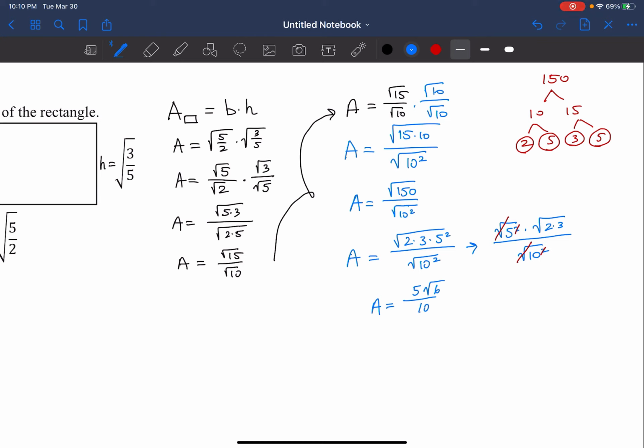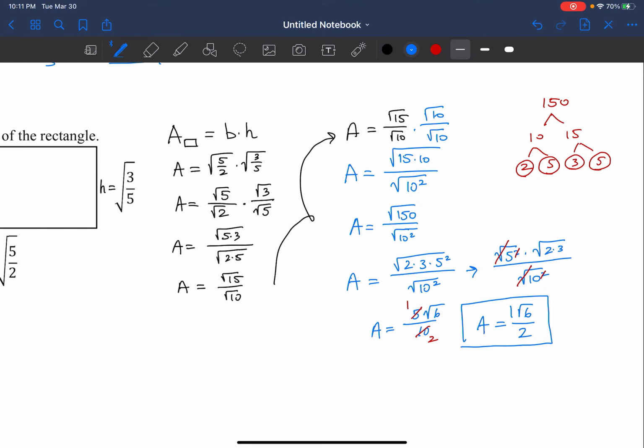We are not adding anything in both numerator and denominator, so that means that I am able to reduce this 5 and this 10. So our final answer to this area is going to equal the square root of 6 over 2. Or if you want to include the 1 can be in there as well. 1 times the square root of 6 over 2.